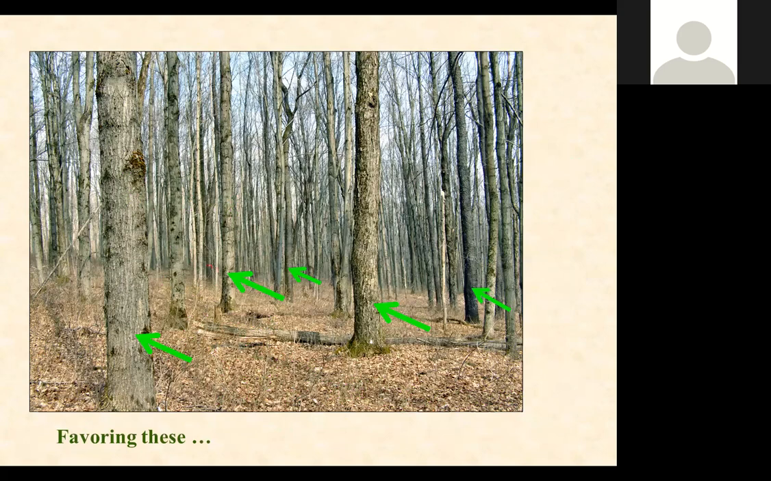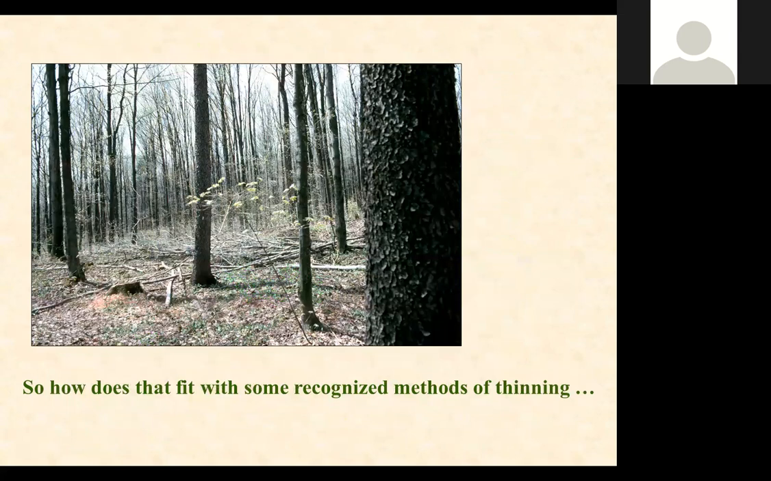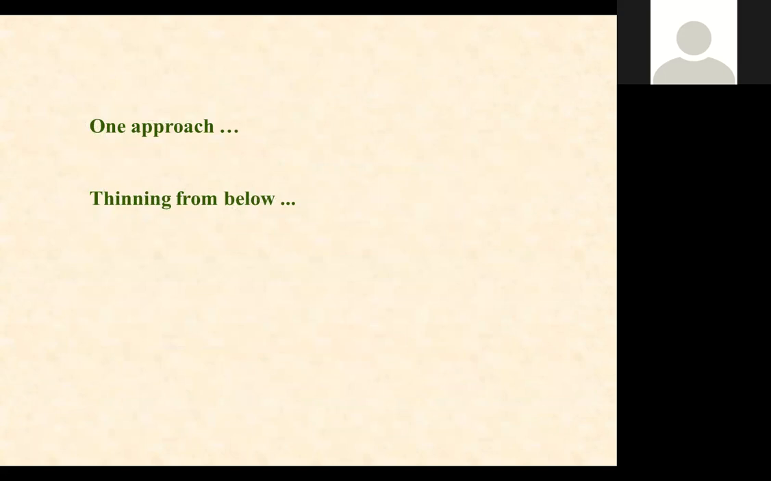Okay, given that, how does all this fit into the different recognized methods of thinnings that have historically been talked about? Let's think of only a couple of them. One is called thinning from below. Thinning from below is simply removing the smallest trees from the stand and leaving the bigger ones behind.